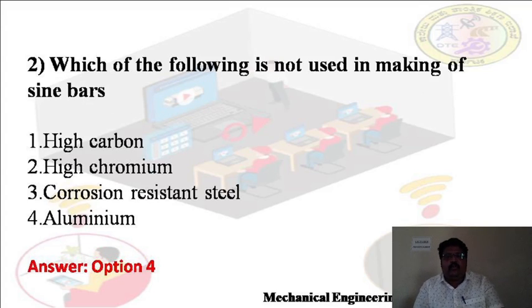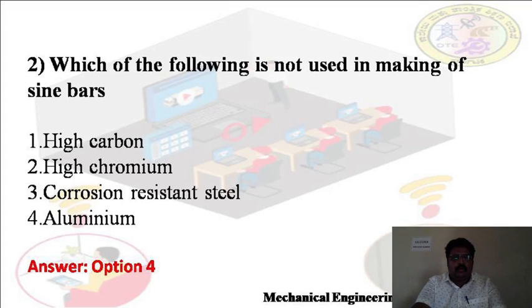Next we will move on to the second question. Which of the following is not used in making of sine bars? There are four options: high carbon, high chromium, corrosion resistant steel, and aluminium. So the answer is number 4, that is aluminium. Aluminium is not used in making of sine bars.